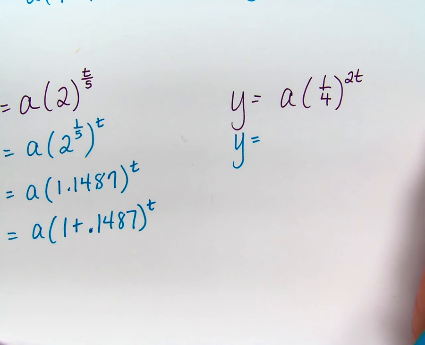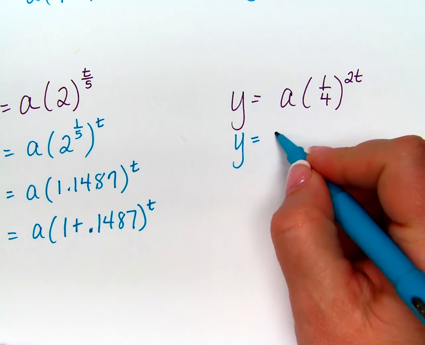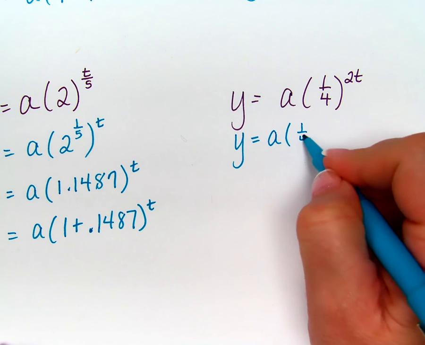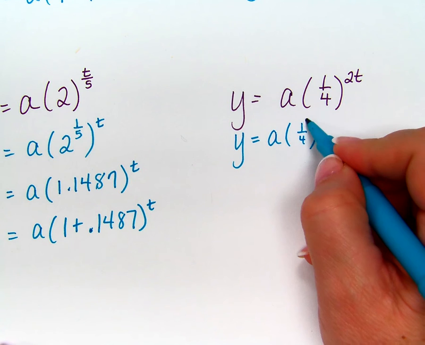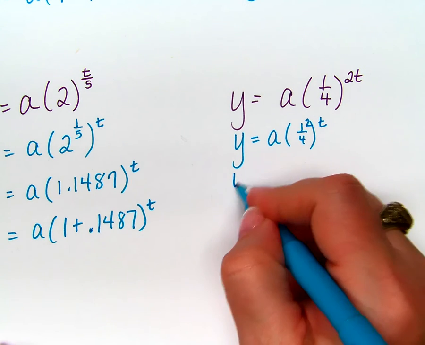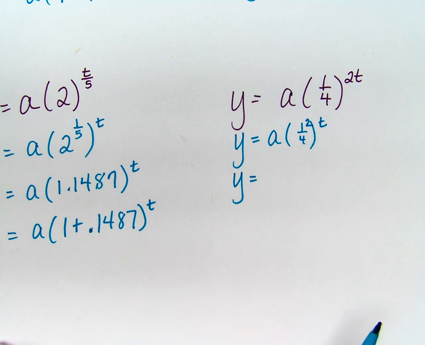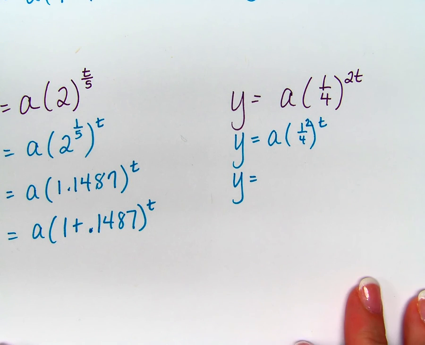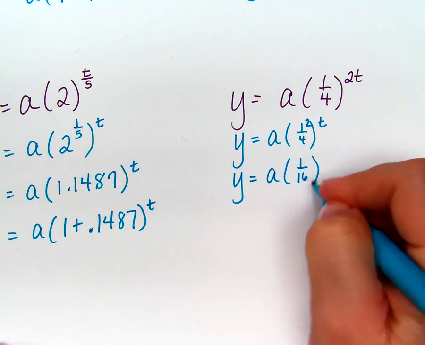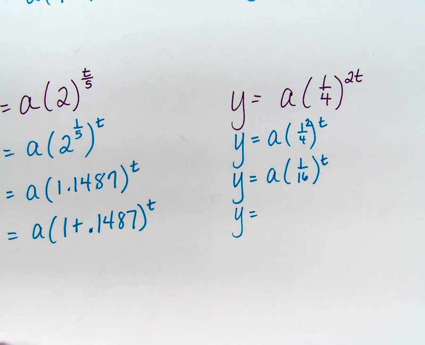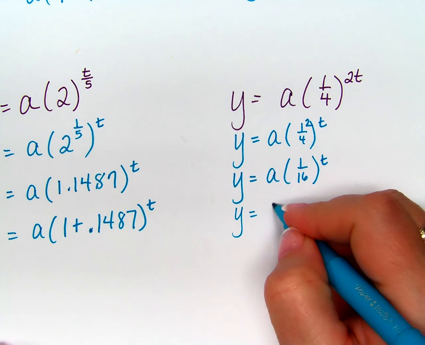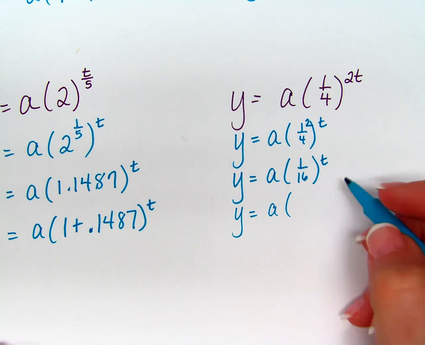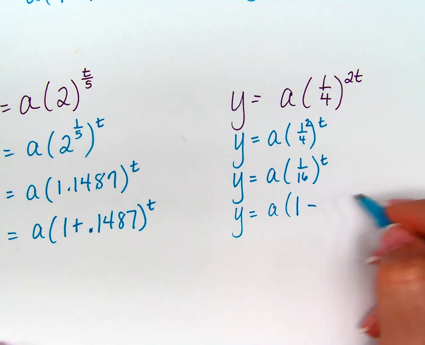I'm also going to do this one 2 different ways, just for the record. Okay? 1/4 raised to what power? Oops. Squared to the t power. Okay. So what is 1/4 squared? Okay. Is it plus or minus? How do you know it's minus? The base is less than 1, right? So 1 minus what?